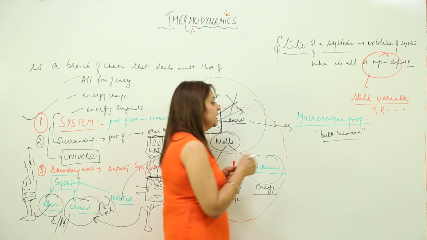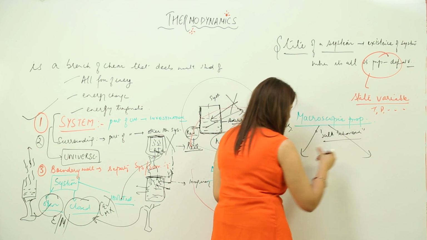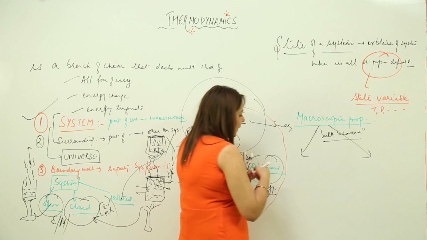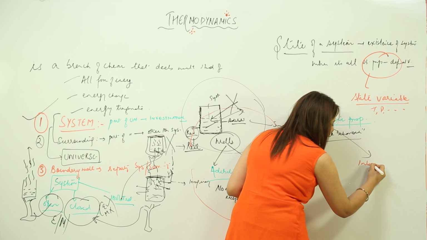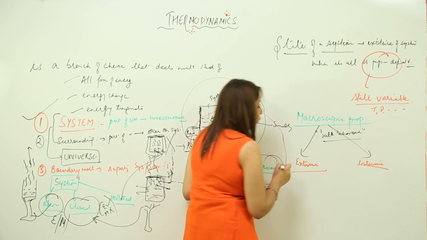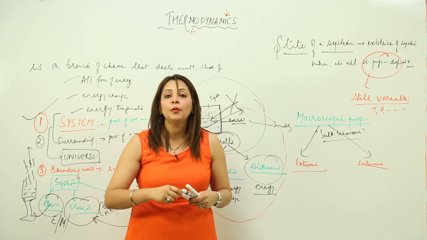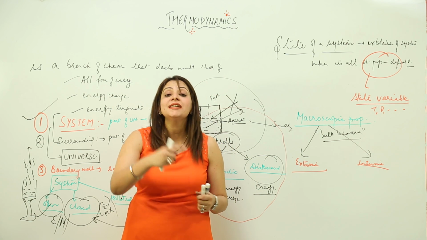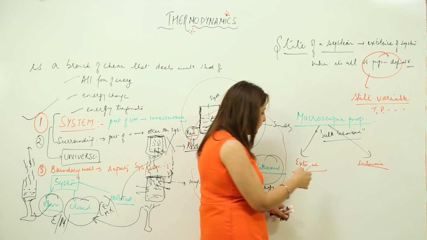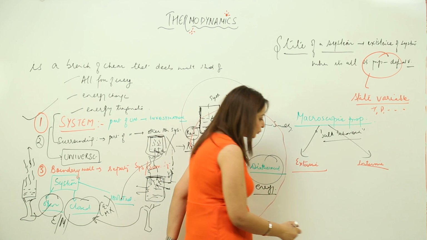These macroscopic properties are classified into two categories. One is the extensive property, the other is the intensive property. Macroscopic property can be extensive and macroscopic property can be intensive. Now what is the difference between them? I am just going to explain the difference with an example.